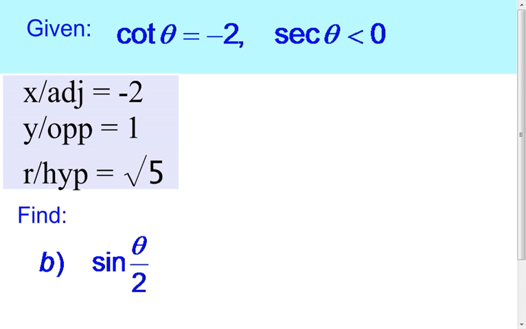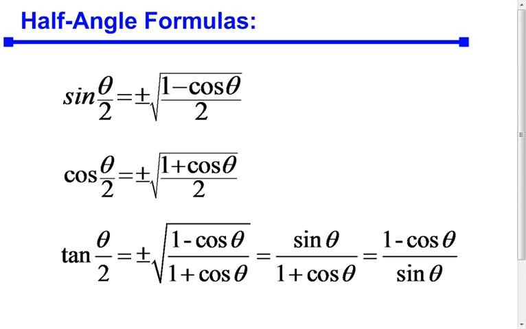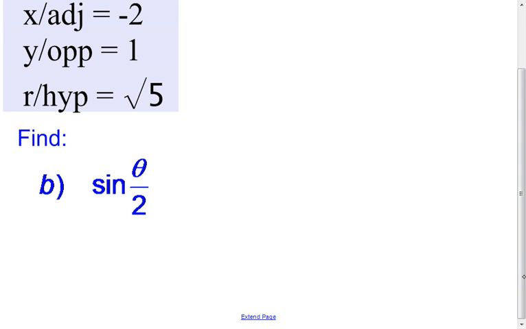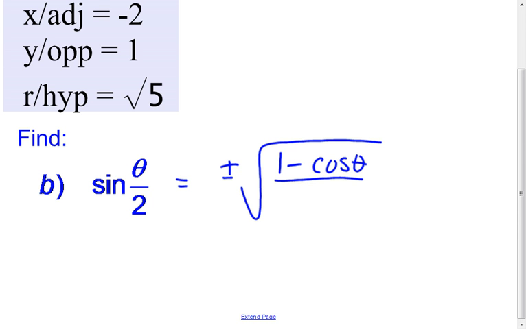All right, and one more. Again, what's in this little box at the top has not changed. So this is the same problem. Now I'm going to ask you to find sine of theta over 2. And so, again, I can't find sine of theta and cut my answer in half. I need to use this handy dandy little formula right here. Okay, so I'm using that formula, and it will be plus or minus the square root of 1 minus cosine of theta all over 2.